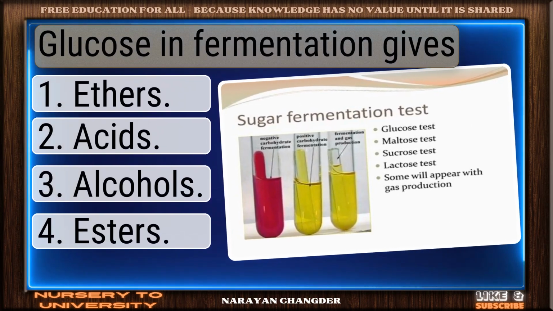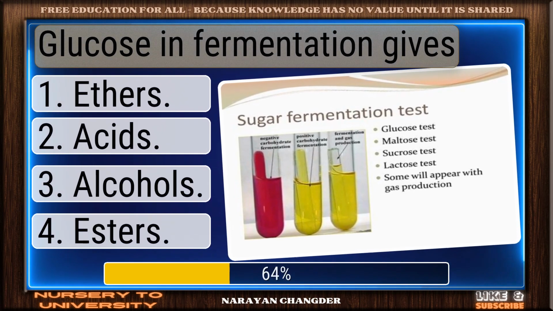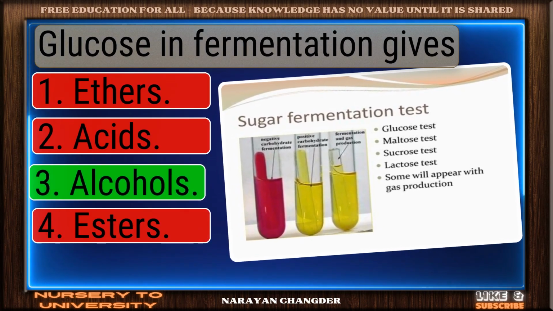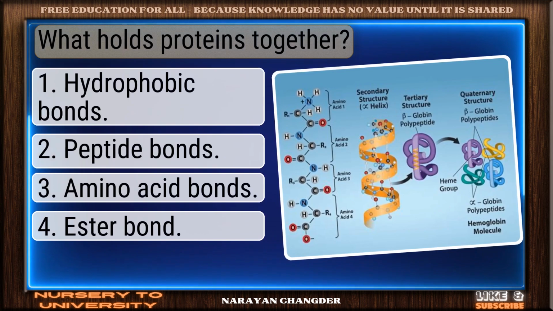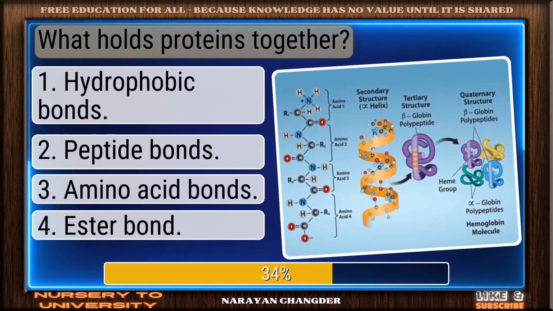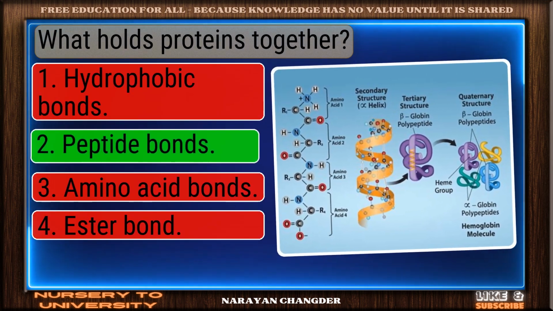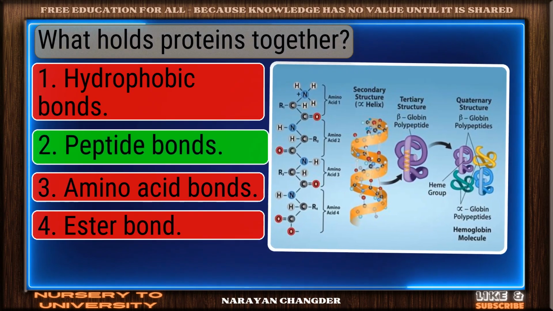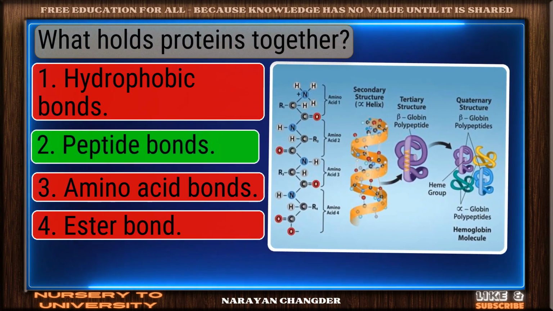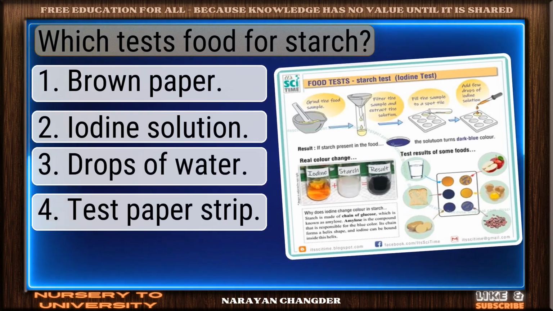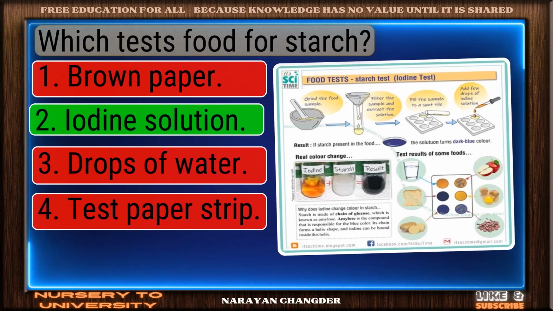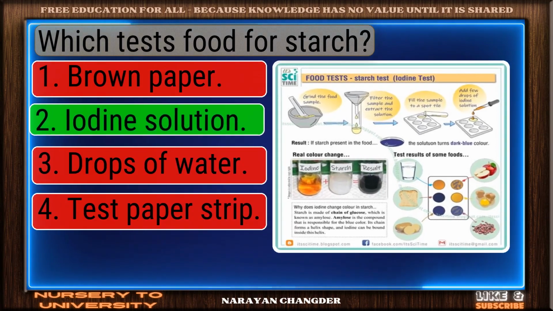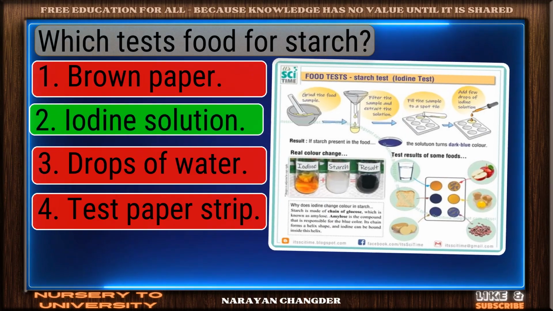Glucose in fermentation gives... Great job. Alcohols is the accurate answer. What holds proteins together? Great thinking. Peptide bonds is the right choice. Which tests food for starch? Well picked. Iodine solution is the correct answer.